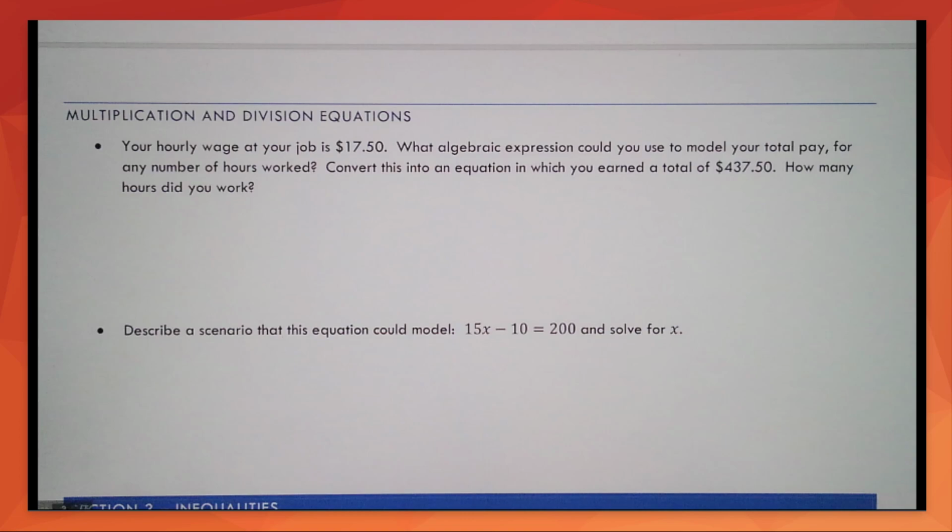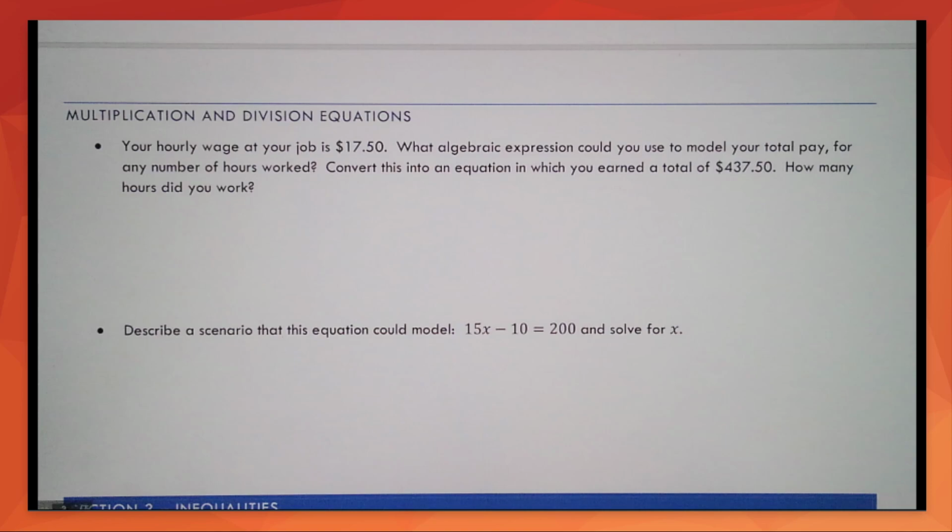Your hourly wage at your job is $17.50. So that means every hour you work, you earn $17.50. What algebraic expression could you use to model your total pay for any number of hours worked? Then, so this is like a 2-part problem. We got 2 things we got to look at here. Then convert this into an equation in which you earned a total of $437.50. How many hours did you work?